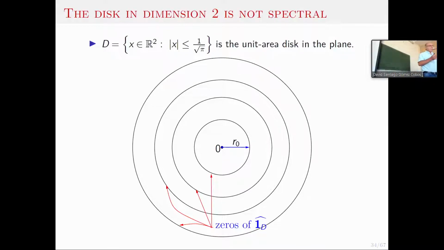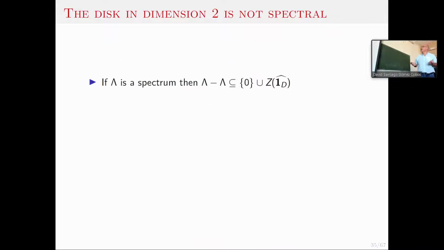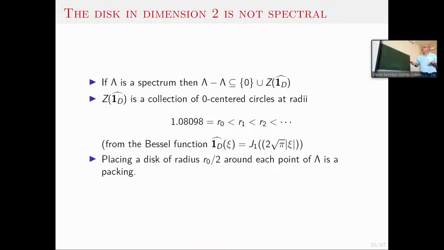And I gave you a proof in 2 dimensions that the disk cannot be spectral. Since the disk is rotationally symmetric, the Fourier transform is also rotationally symmetric, so its zeros will be circles around the origin. And what we really care about is the first root, R0, which is very well known because these are the zeros of the first Bessel function. And it turns out that this first zero is 1.08 and so on.